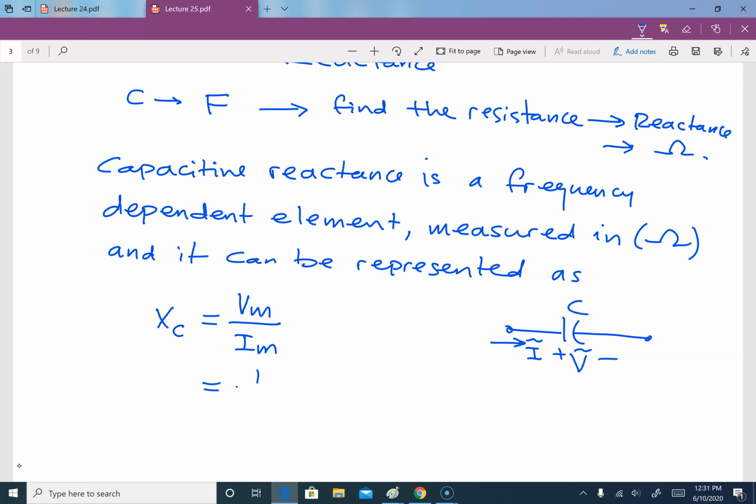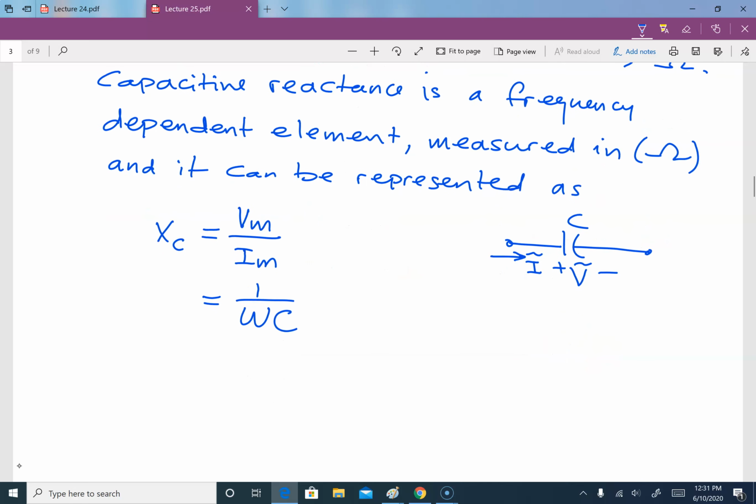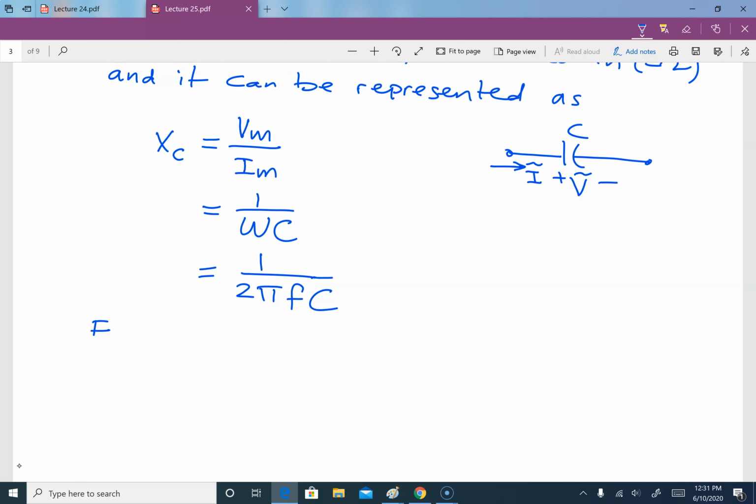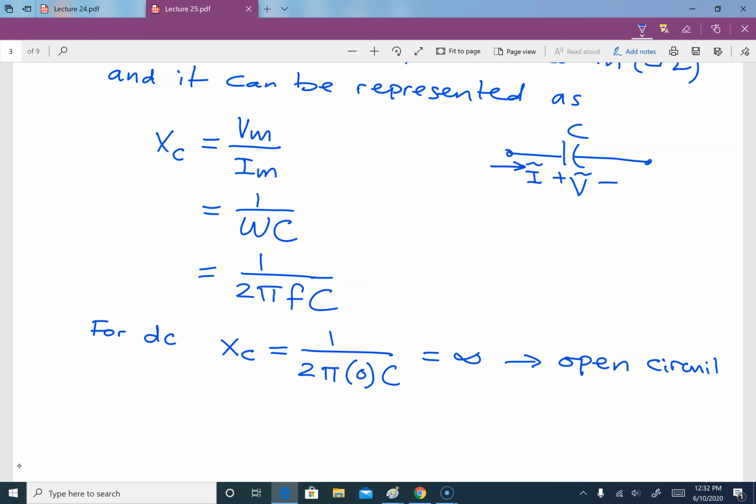Or this is equal to 1 over omega C. So if I know the capacitance value and the angular frequency, then I can use 1 over omega C to get that reactance. Or that is 1 over 2 pi f C, and that is, of course, in ohm. So if you remember that for DC, X sub C is equal to 1 over 2 pi times the frequency, which is 0 for DC, times C. That will be infinity. That's why we said that our capacitor will act as an open circuit in DC.